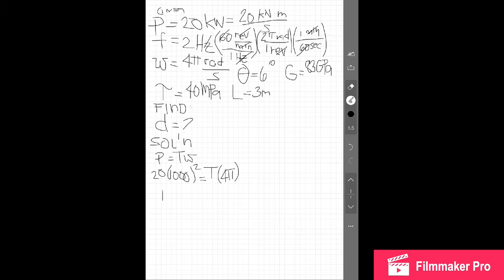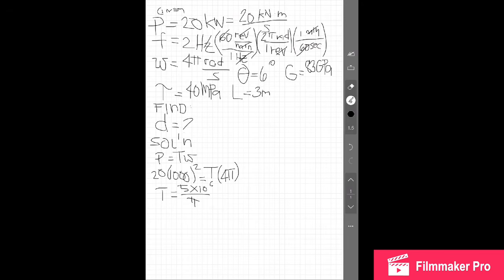So with this equation, mahahanap natin yung value ng torque mo. So ang unit niyan is parang moment lang, force times distance. So 20 times 1,000 squared divided by 4 pi, gawin lang natin na 5 times 10 to the 6 over pi, para wala tayong tapon. So ang numerical value niya is 159,154.9431. So store nyo na lang.